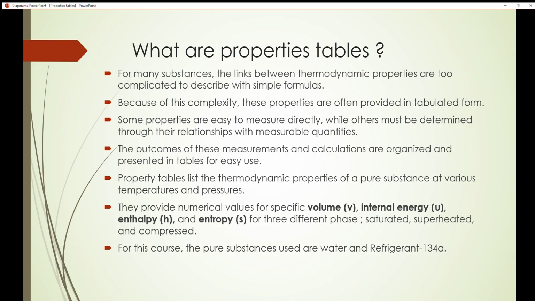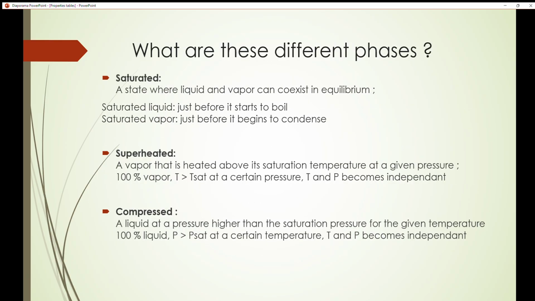They are going to provide the numerical values for four specific thermodynamic properties, which are specific volume, specific internal energy, specific enthalpy, and specific entropy. These four specific thermodynamic properties are going to be very important in this class. They provide these numerical values for three different phases: saturated, superheated, and compressed. For this course, the pure substances we're going to encounter in our exercises are going to be water and the refrigerant 134a. So now you may ask, what are these three different phases?